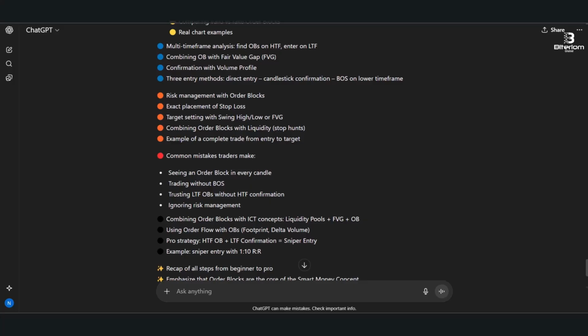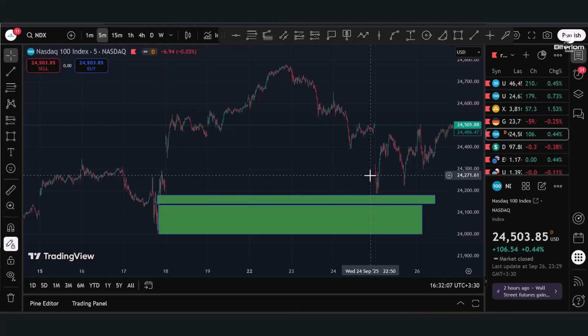We have 3 entry methods: direct, confirmation candlestick, and break of structure. Now let's go over these so we can wrap up this video. Learn not just the theory, but also how to enter, set your stop, and target. Learn everything professionally, my dear friends. So next, I want to explain the 3 entry methods to you. One is direct, one is candlestick confirmation, and one is break of structure on a lower time frame, or change of character on a lower time frame.